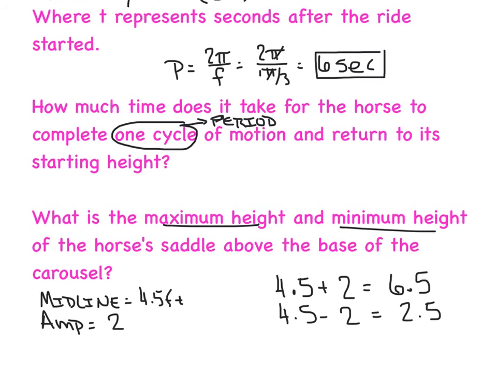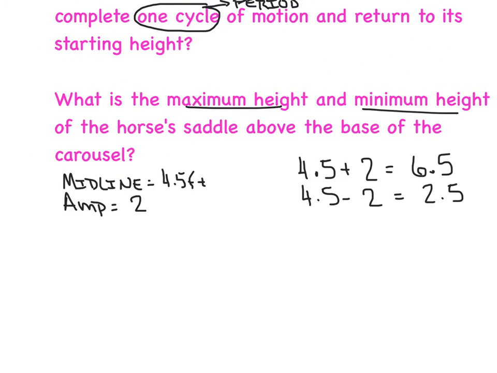So just to generalize what we did there, we're taking our midline and we're either adding the amplitude to get our max height, or we're subtracting the amplitude to get our minimum height. Now, be careful here. If that leading coefficient was negative, the amplitude would still be positive 2. So you'd be adding. We just want to make sure we take the absolute value of that number before we do the adding or the subtracting, but usually that's not an issue.